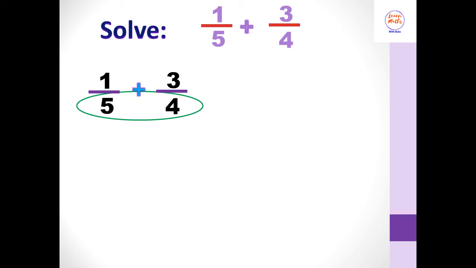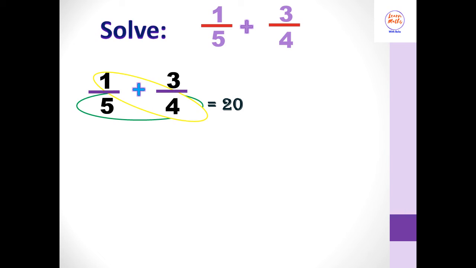So 5 and 4, we multiply them together to get 20. 5 times 4, so we multiply the denominators together to get 20. So we have 5 times 4, which is 20. Then we go on.